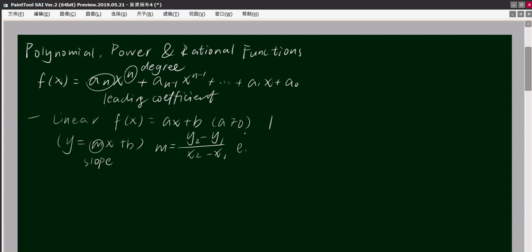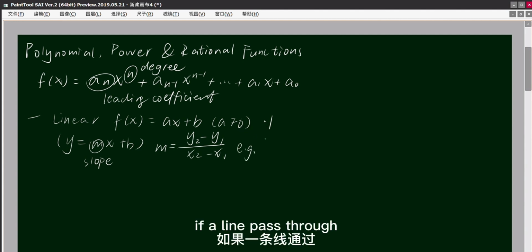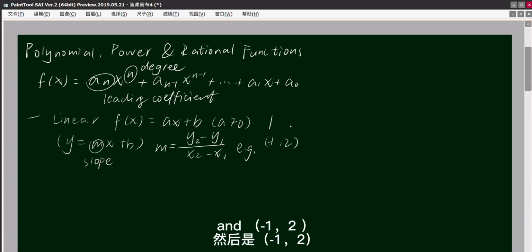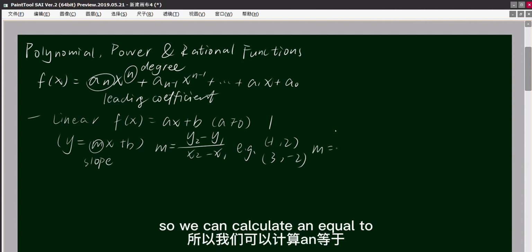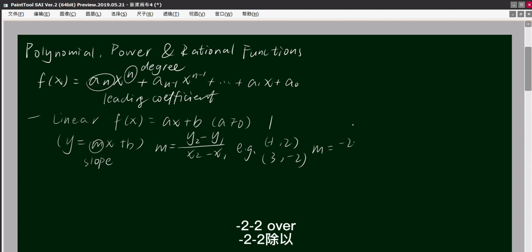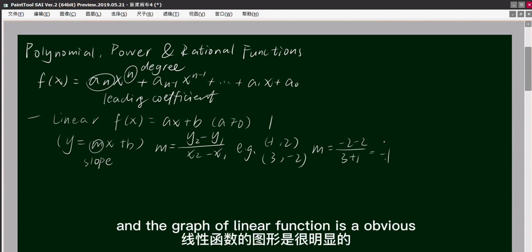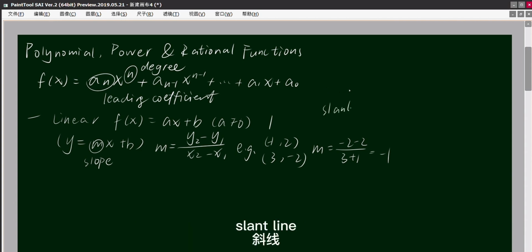Here's an example. If a line passes through the points (-1, -1) and (2, 3), what is the slope? So we can calculate m equals (-2 minus 2) over (3 plus 1), which is equal to -1. And the graph of linear function is always a slant line.